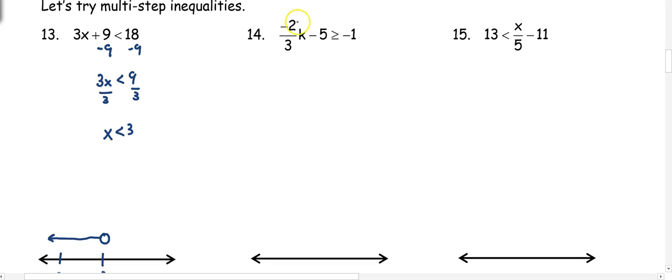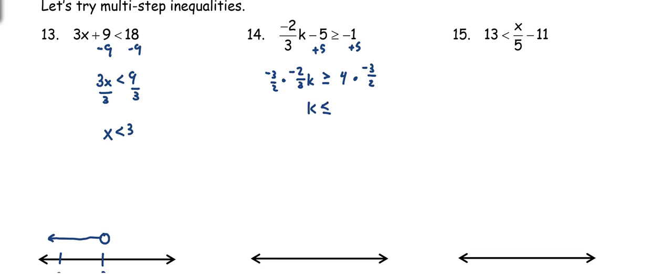Number 14. Negative 2/3 k minus 5 is greater than or equal to negative 1. So we're going to add 5 to both sides. Negative 2/3 k is greater than or equal to 4. Now to get k by itself, we need to multiply by our reciprocal. So we're going to multiply by negative 3 over 2. And we get k is less than or equal to, we have to flip our sign because we multiplied by a negative number. And we get negative 12 over 2. So k is less than or equal to negative 6.